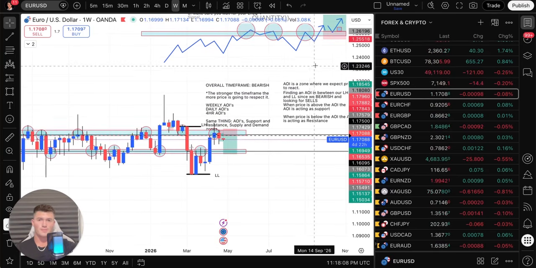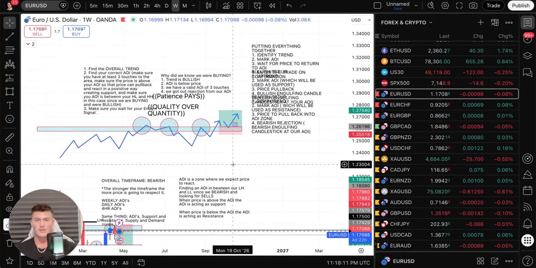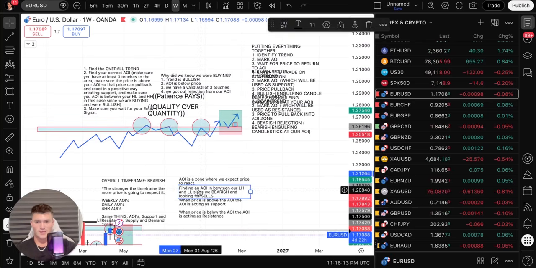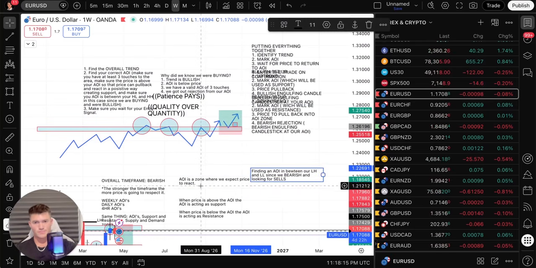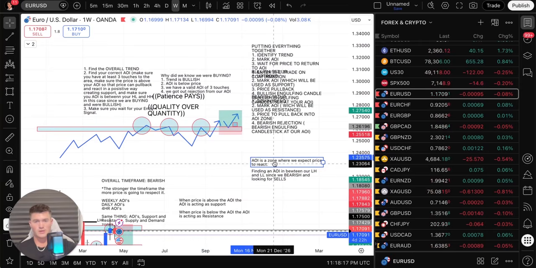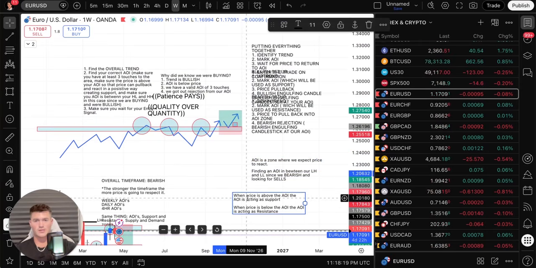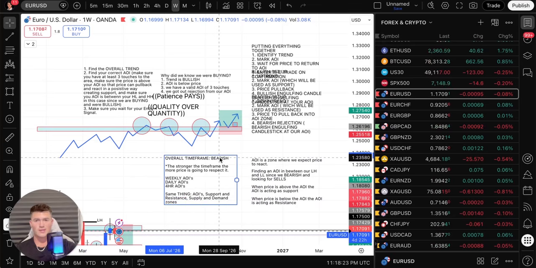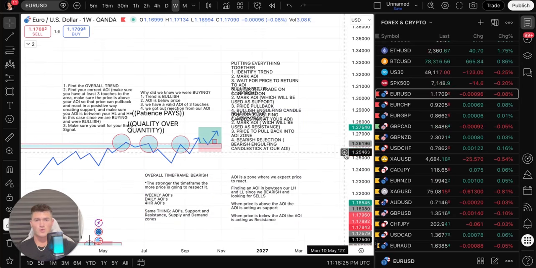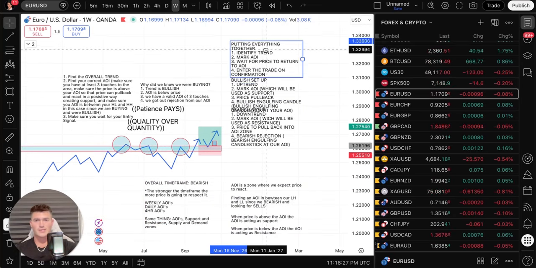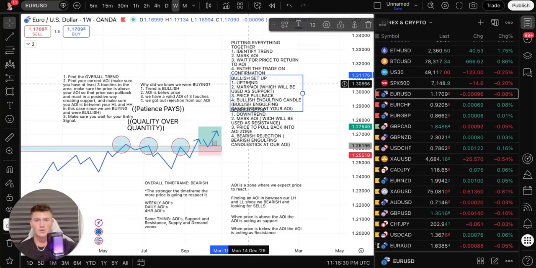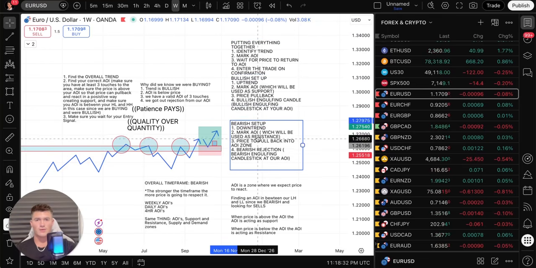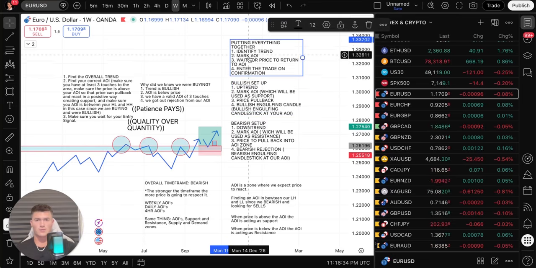So I'm going to put everything in one picture here so you guys can screenshot it and note it down, so that when you're looking at the markets, you don't feel confused. You can always look back at these notes and go over what we have talked about.